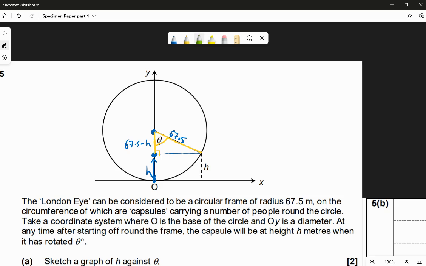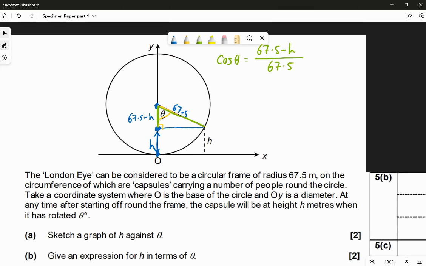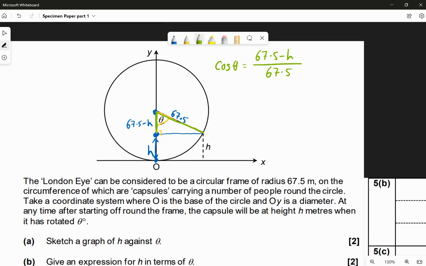Hopefully you've thought, well, this side is the adjacent and this side is the hypotenuse, and therefore I'm using the cosine ratio. So cos of theta is equal to the adjacent over the hypotenuse, so 67.5 minus h over 67.5. And now I've got an equation with theta and with h. But they asked me for an expression for h in terms of theta, so that means h needs to be the subject of my formula.